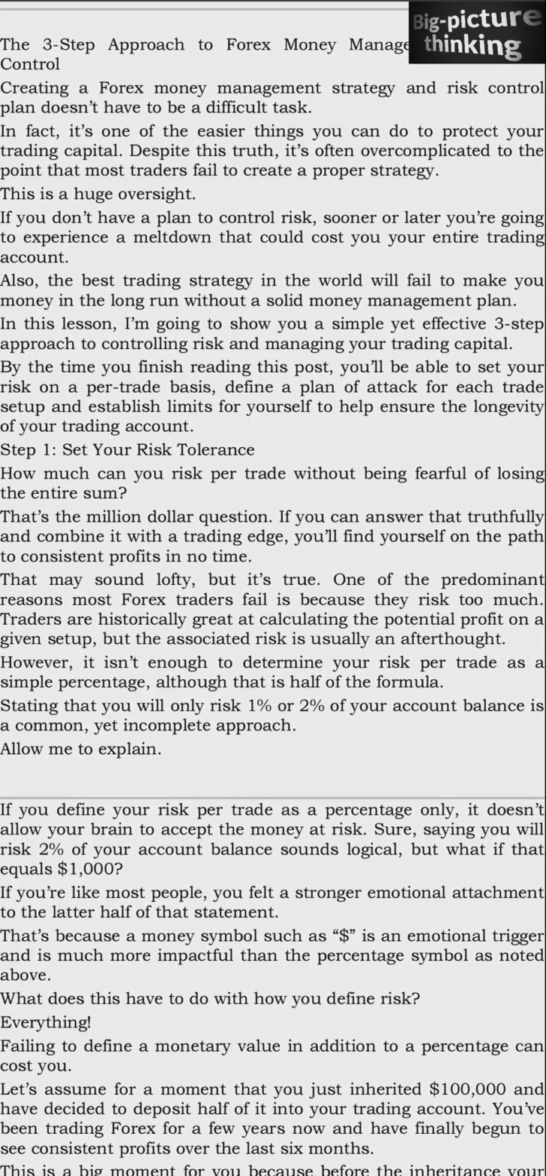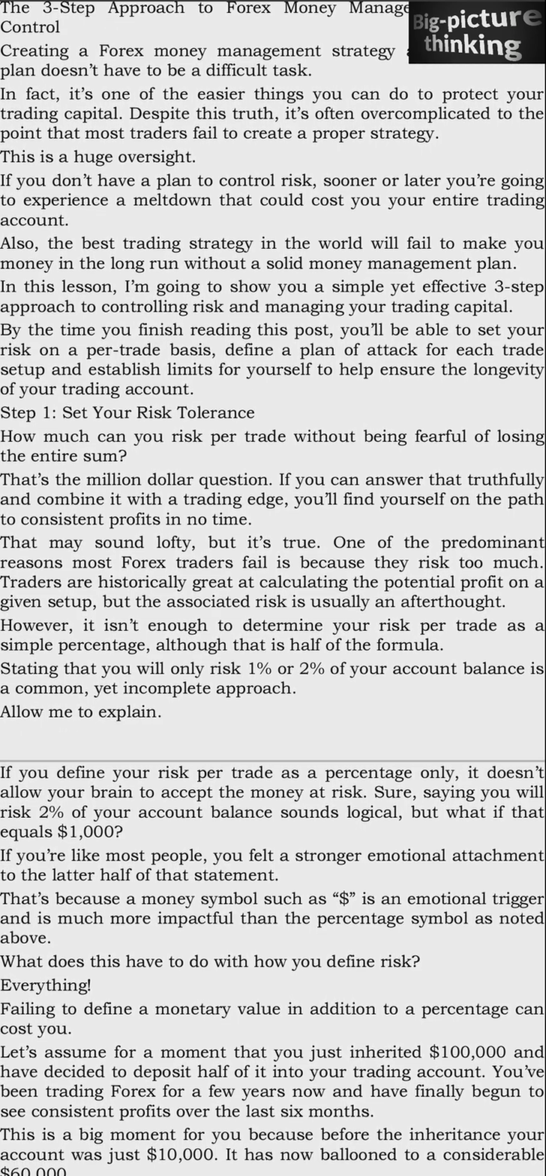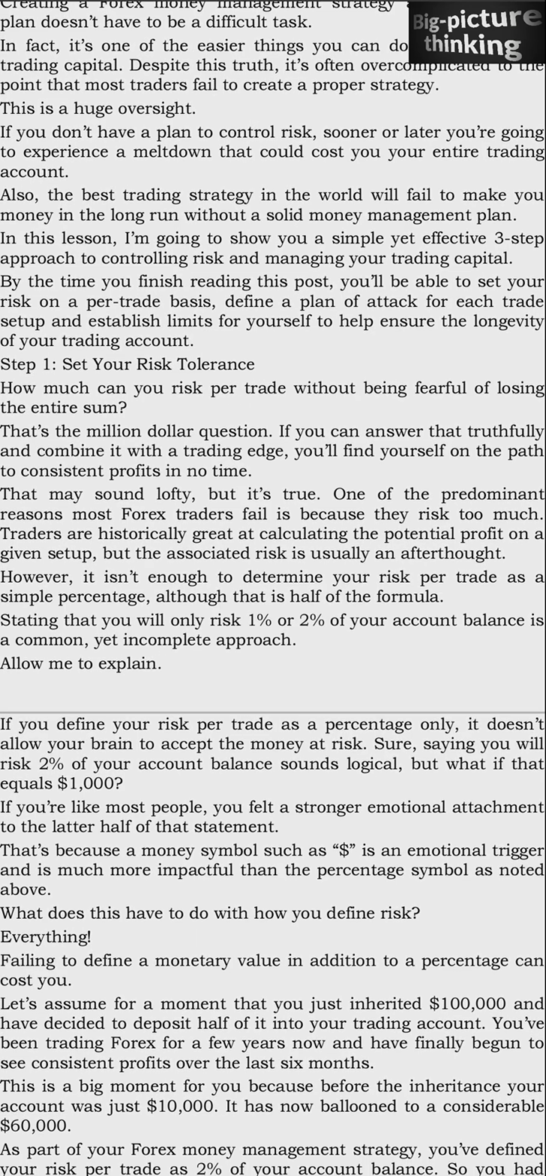How much can you risk per trade without being fearful of losing the entire sum? That's the million-dollar question. If you can answer that truthfully and combine it with a trading edge, you'll find yourself on the path to consistent profits in no time. That may sound lofty, but it's true. One of the predominant reasons most Forex traders fail is because they risk too much.